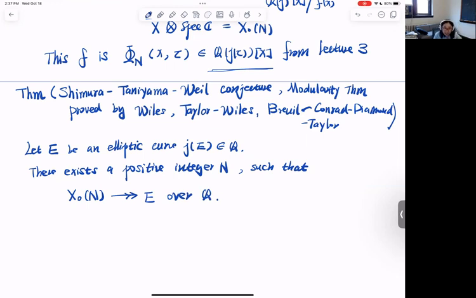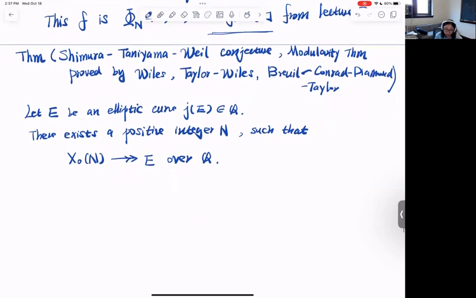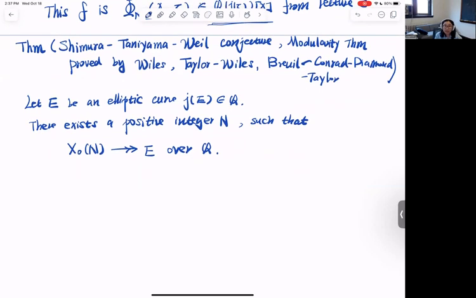So this tells you that given any elliptic curve defined over Q, you can find n such that X naught of n admits a surjective map to E. So E can be covered by a modular curve. And this modularity theorem is the key ingredient in the proof of Fermat's Last Theorem. This gives you another way to relate modular curves and elliptic curves.